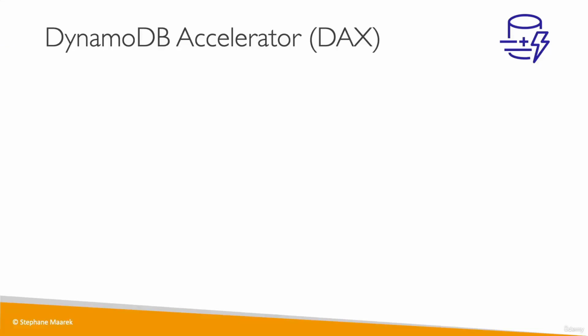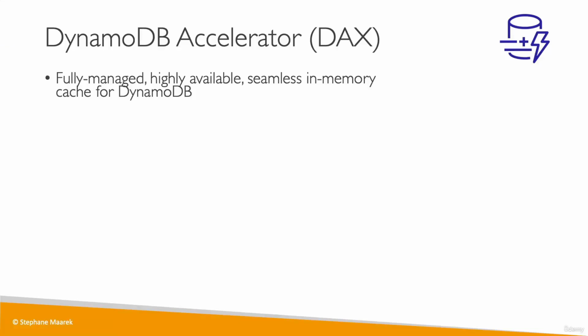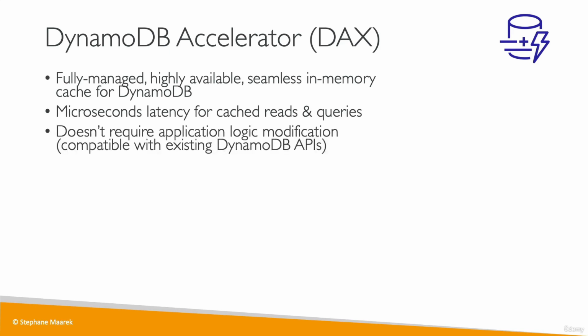So now let's talk about DynamoDB Accelerator, or DAX. DAX is a fully managed, highly available, and seamless in-memory cache for DynamoDB. The idea is that you're going to cache the most popular data, and therefore you're going to get microsecond latency for cached reads and queries. It doesn't require you to change any of your application logic. It's compatible with the existing DynamoDB APIs, and you just create a DAX cluster and you're good to go.